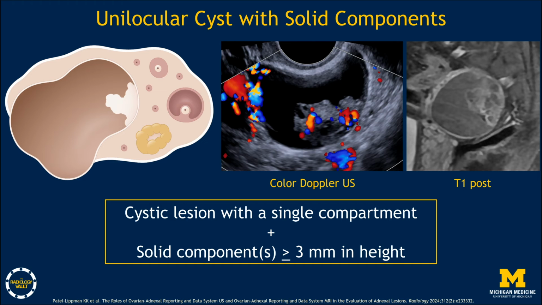So a solid component is at least 3 millimeters in height, and the actual definition is either a papillary projection, a nodule, an irregular septation wall, or a larger solid portion. So here we have an example of solid tissue with vascularity and a unilocular cyst on ultrasound, and here is the corresponding MRI showing the enhancing solid tissue. This ended up being an endometrioid adenocarcinoma.